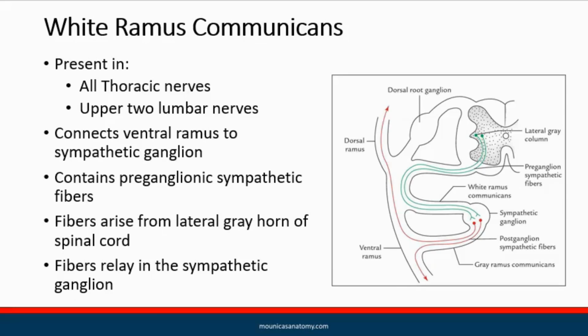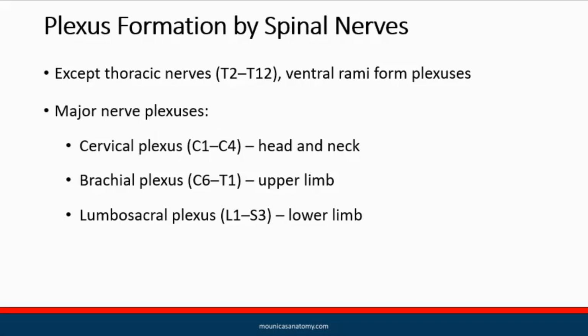White ramus communicans is present in all thoracic nerves and upper two lumbar nerves. Connects ventral ramus to sympathetic ganglion. Has preganglionic sympathetic fibers which arise from lateral gray horn cells. Relay in sympathetic ganglion. Plexus formation: except thoracic nerves T2 to T12, ventral rami form plexus. Major nerve plexuses: cervical plexus C1 to C4, brachial plexus C6 to T1, lumbosacral plexus L1 to S3.